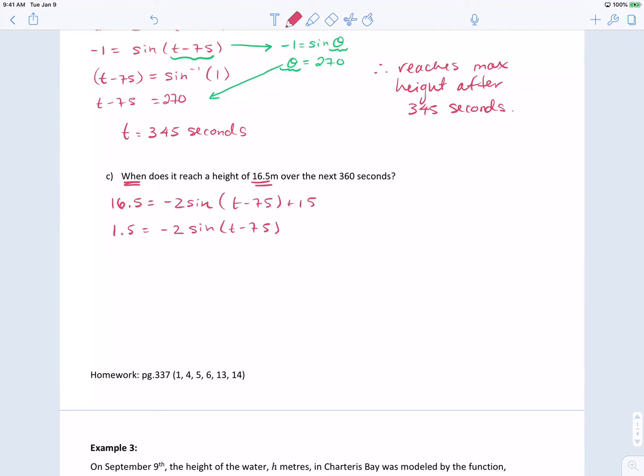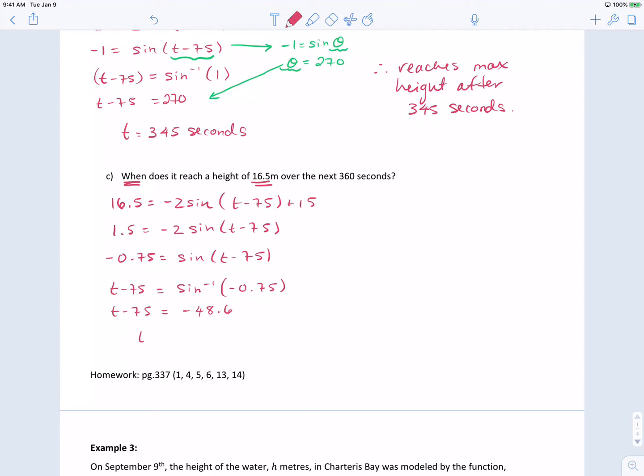I divide both sides by negative 2. 1.5 over negative 2 is negative 0.75. And now what is really nice about this is another calculator question. I'm trying to get t minus 75 on its own. So I inverse sine of that negative 0.75. That value, according to my calculator, is negative 48.6.